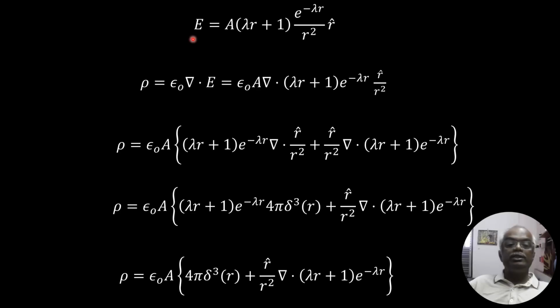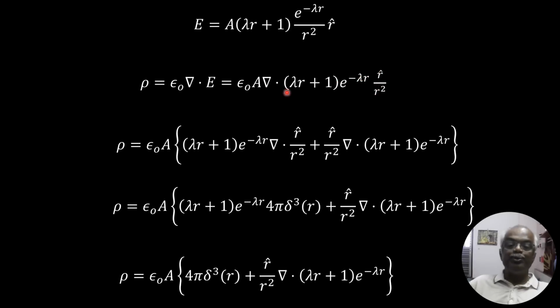Now we got this expression: E = A(λr + 1) e^(-λr)/r² r-hat. And now we have to find the charge density ρ. By definition, the charge density ρ is equal to ε₀ times the divergence of E. So ε₀ is constant, A is a constant, you take it out, then the divergence of (λr + 1) e^(-λr) r-hat over r².